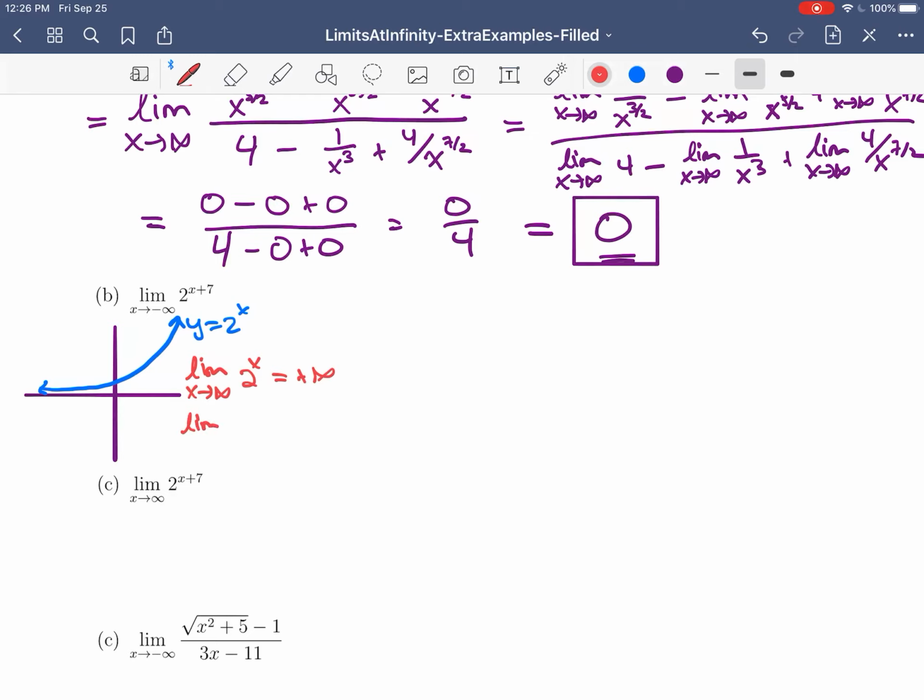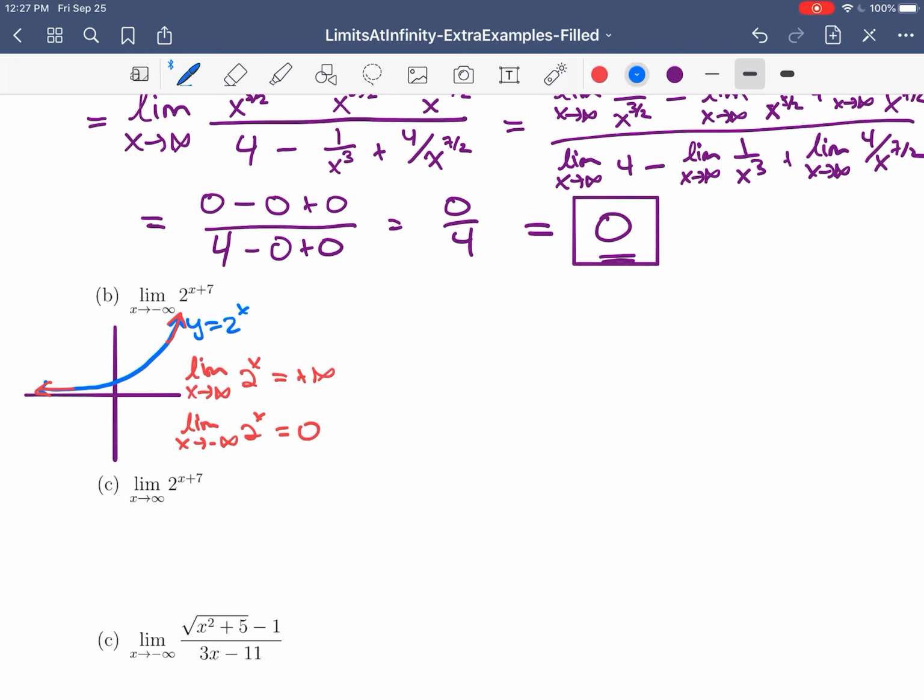And the limit as x goes to negative infinity of 2 to the x is going to 0, right? Because as the x values get really small, the y values are approaching 0. But as the x values get really big, the y values are growing without bound.